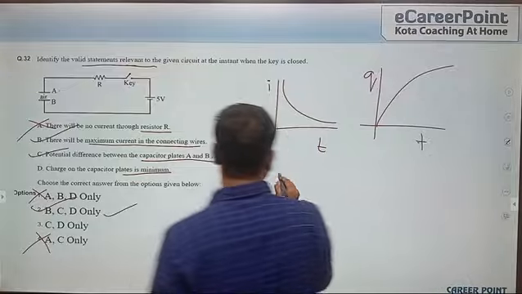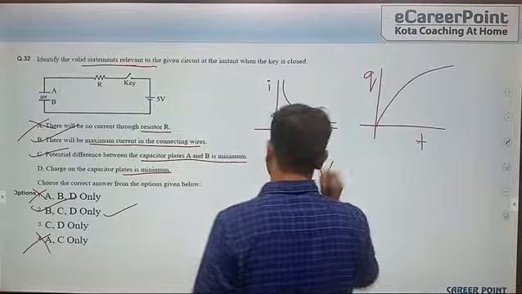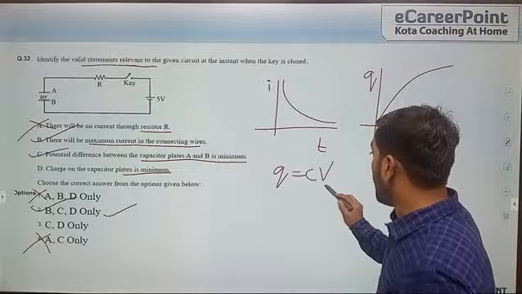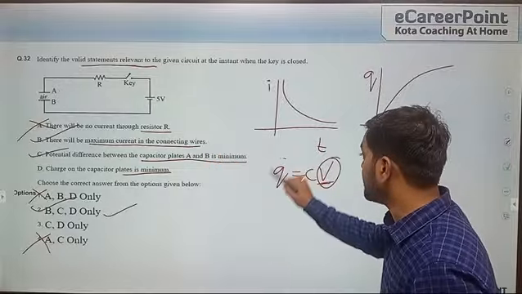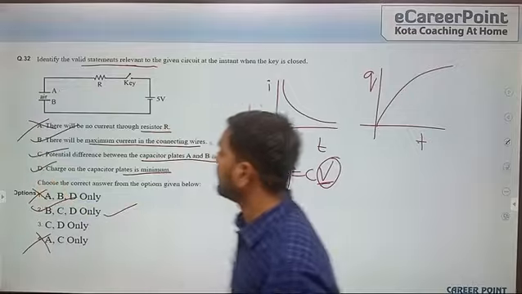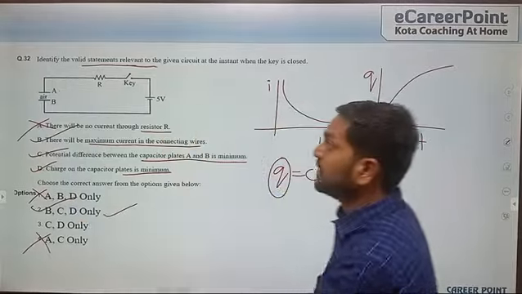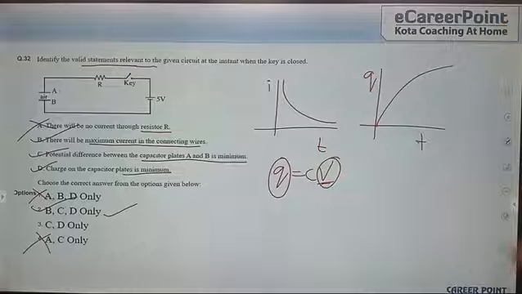So we know that Q equals CV. So that means the potential difference between the capacitor plates is minimum, which automatically means the voltage is also minimum, right? So we are going to get that BCD is the correct answer. Okay, so this is the correct answer. Next we'll see.